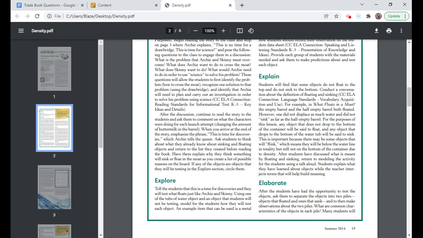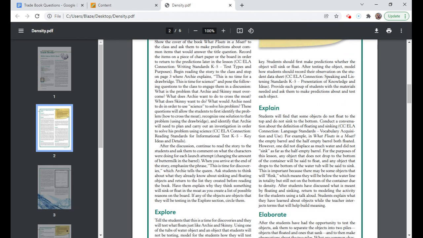For the exploring part, the students will go back and look at that list that they created in the engaging part and test the objects in a tub of water. And the teacher will first model how to do that. For the explaining portion of this lesson, students will find that some objects do not float and some do not sink, and when they are explaining, they have to explain why they think that the object sunk or why it floated. They have to explain that in the worksheet that is provided in this lesson.